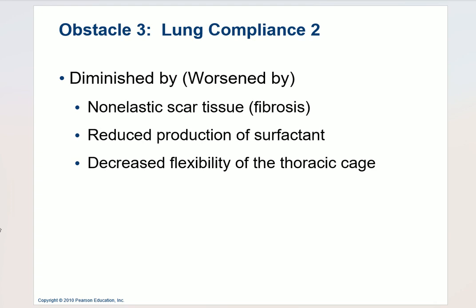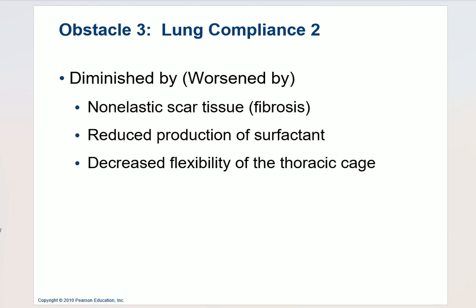We just talked about this, but lung compliance can be diminished or worsened by non-elastic scar tissue, fibrosis, that fiber that gets built up, reduced production of surfactant, and decreased flexibility of the thoracic cage. If your body isn't making surfactant like it needs to, it diminishes your lung compliance because your alveoli aren't going to contract and expand like they should.